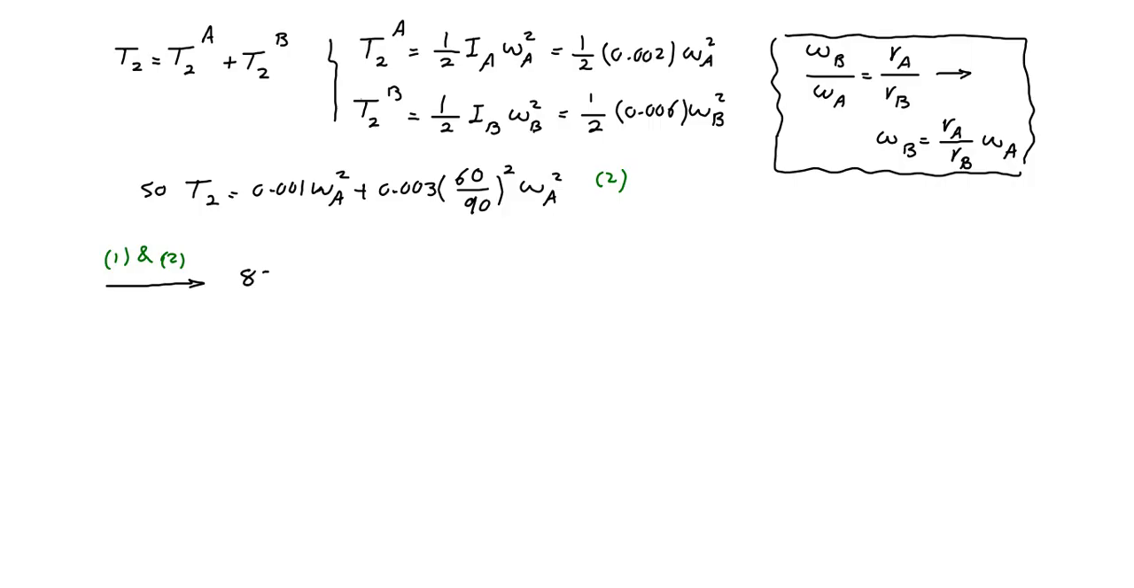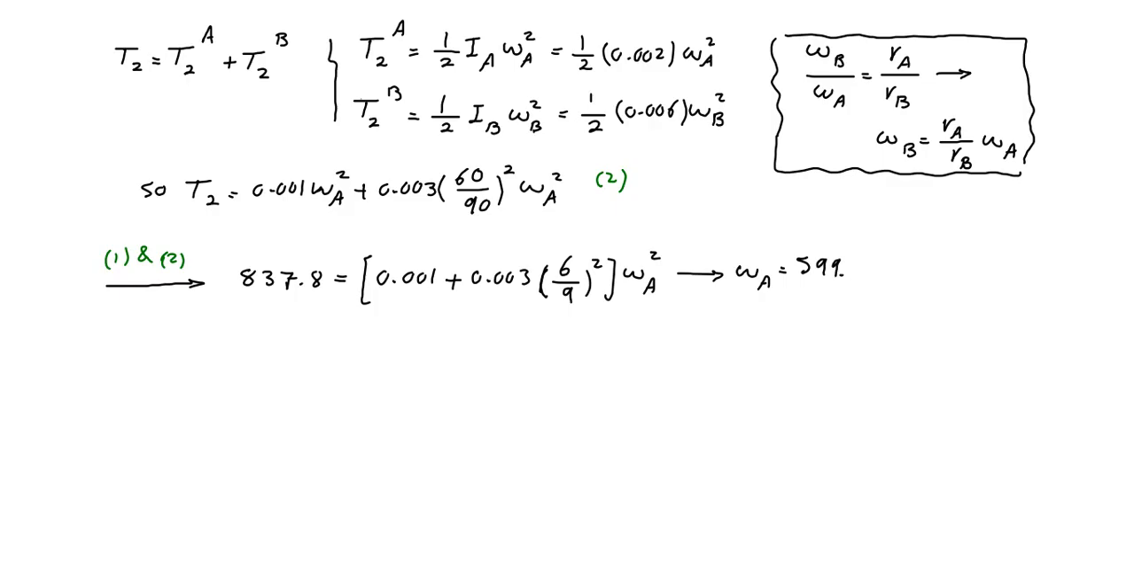On the left side, we found the work done by the moment. It was 837.8. On the right side, I'm just going to put everything and take omega A squared out: 0.001 plus 0.003 times 6/9 squared, times omega A squared. From there you can find omega A easily. Omega A would be 599.2 rad per second. That's the angular velocity of gear A.